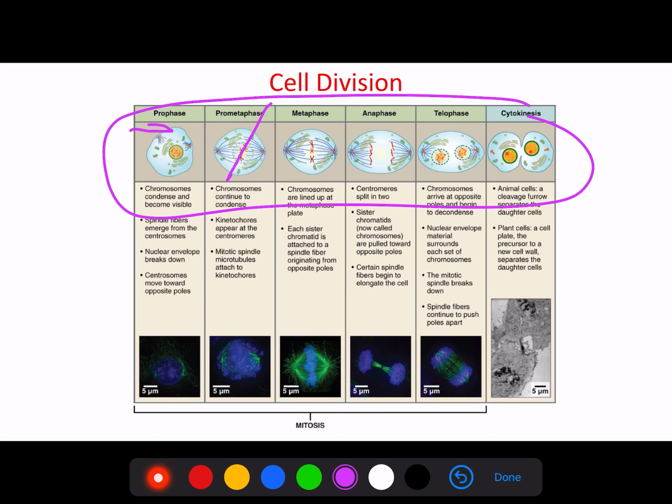Maybe you don't need to worry about the prometaphase. Just know the prophase, metaphase, anaphase, telophase, and of course the cytokinesis, and a brief description of what happened in each one of these steps.